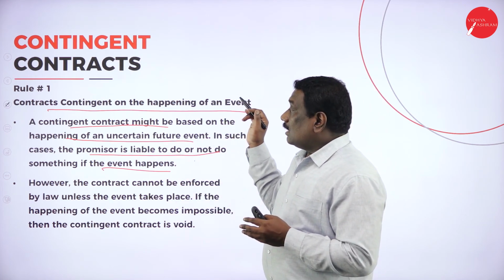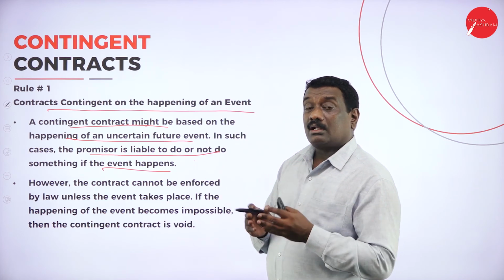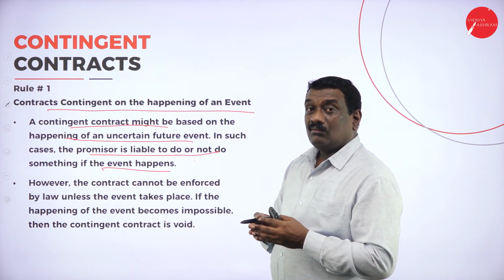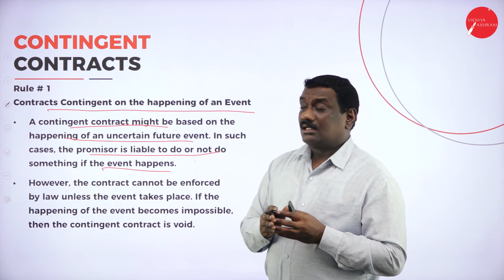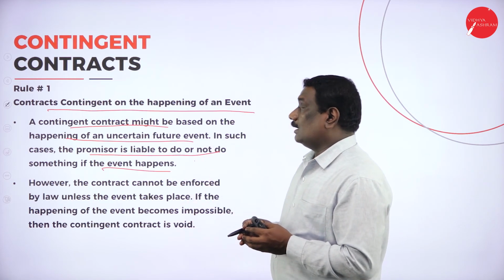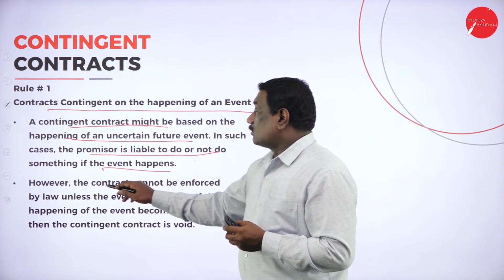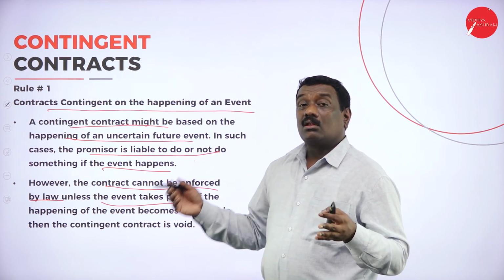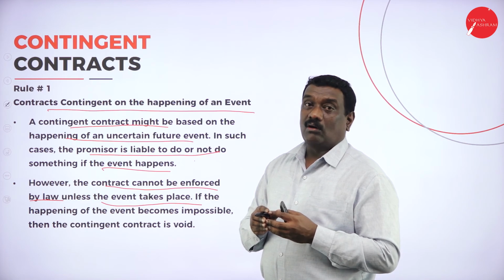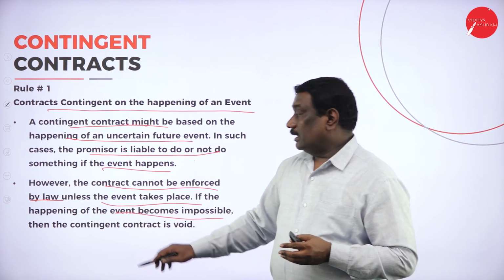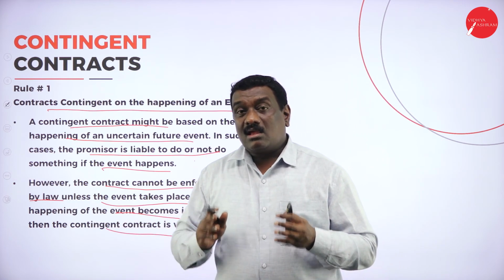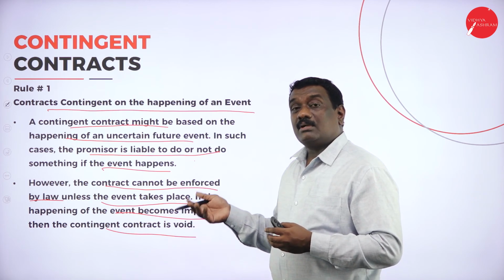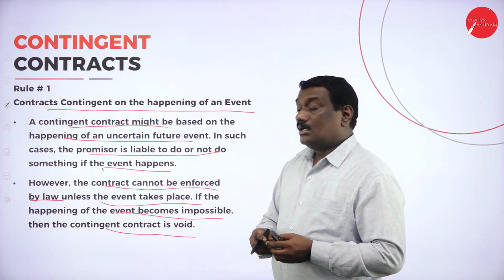So I'll repeat. A contingent contract is totally based on the happening of an uncertain future event which may occur in future. In this particular case, the promisor is liable to do or not to do something if the event happens. However, the contract cannot be enforced by law. Why? Because unless the event takes place, you cannot enforce this particular contract in terms of law. So if the happening of the event becomes impossible, then the contingent contract is void.